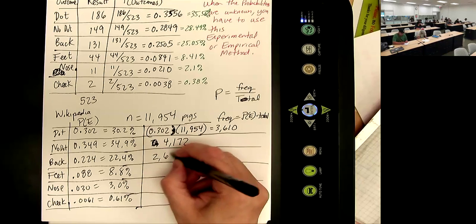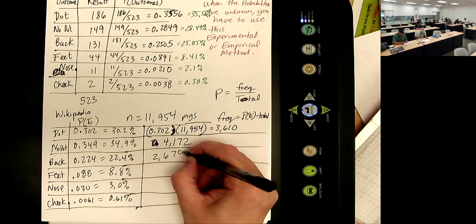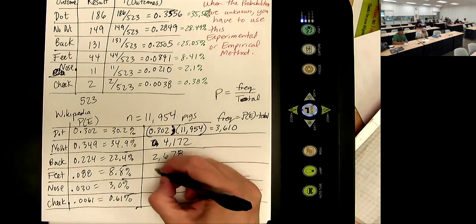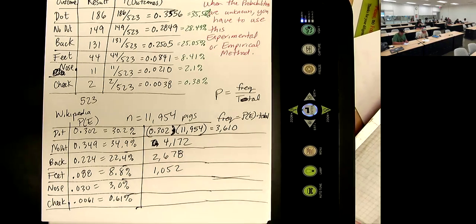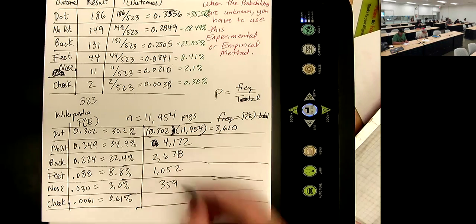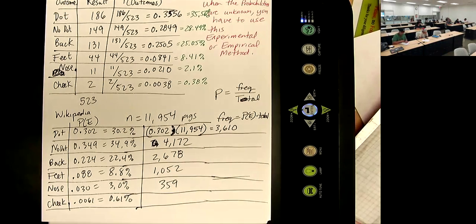Two, six, seven, eight, if I'm rounding to the nearest whole number. $1,052. 359. $73.